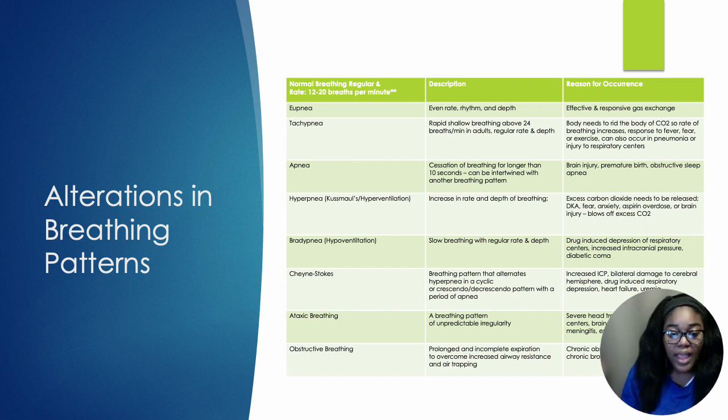Now, the next one, we have hyperpnea. This is also known as Kussmaul's respirations, and there's an increase in rate and depth of breathing. But we want to also call this hyperventilation depending on the condition by which we see these increased rates and depth of breathing. So we have excess carbon dioxide that needs to be released, such as in the case of DKA. When a person is in diabetic ketoacidosis, we often see something called Kussmaul's respirations, and that's that hyperventilation that you see with the process of diabetic ketoacidosis.